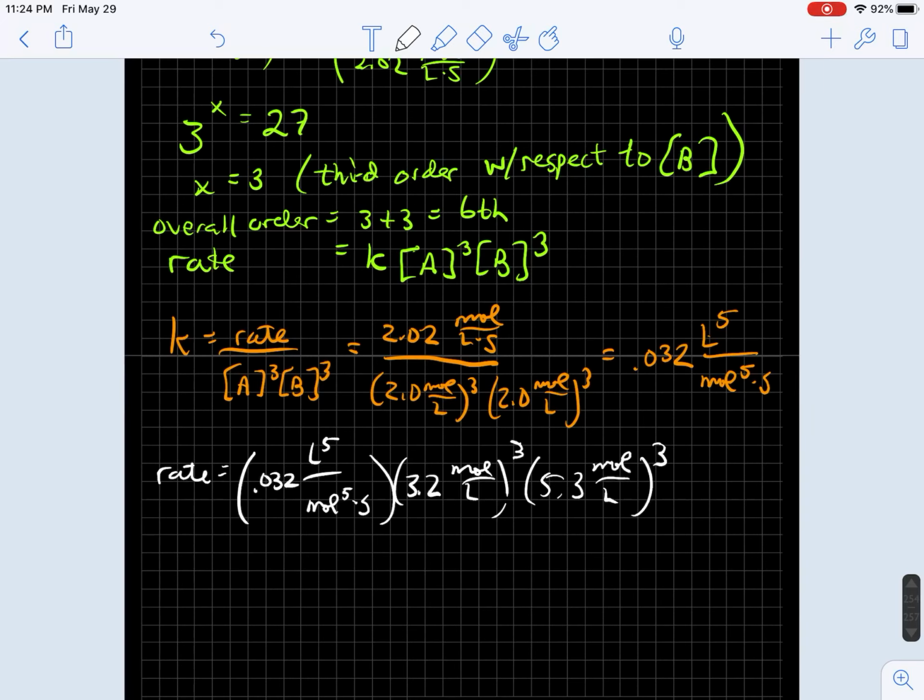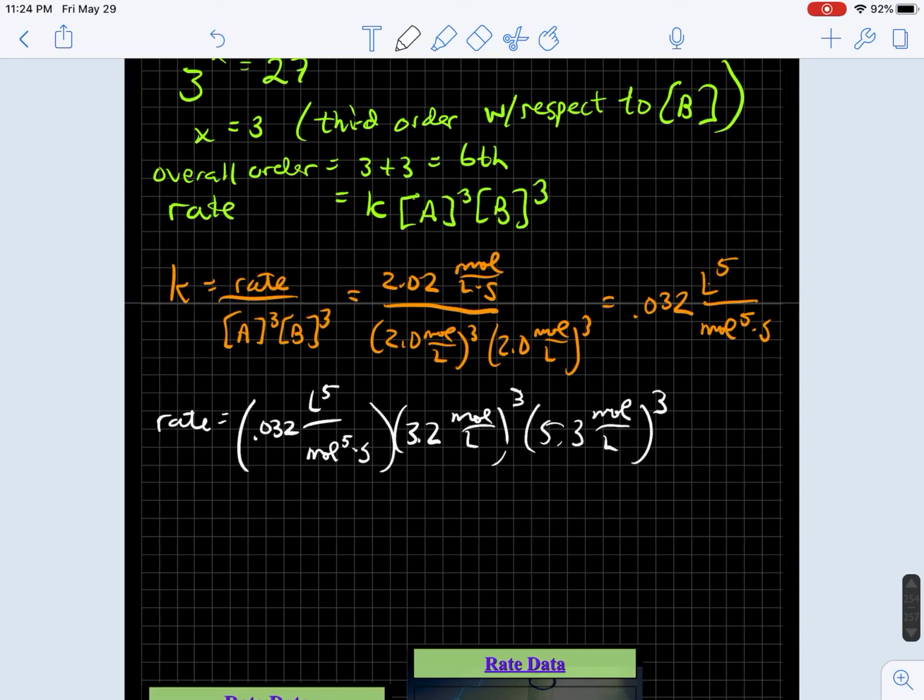5.3 cubed, and we get 196.99, so that would be 200, and that makes me think I put in the wrong value. So let me see, because that 3.2, 5.3, no, that's correct. All right, so let me just check my math here, because my editing skills are poor. All right, the rate constant is correct, 0.032 times 3.2 cubed times 5.3 cubed. That's it. Yeah, there we go. I must have hit the wrong button somewhere on the calculator.